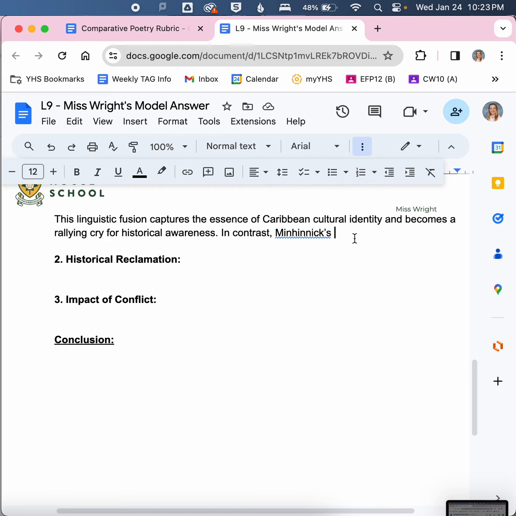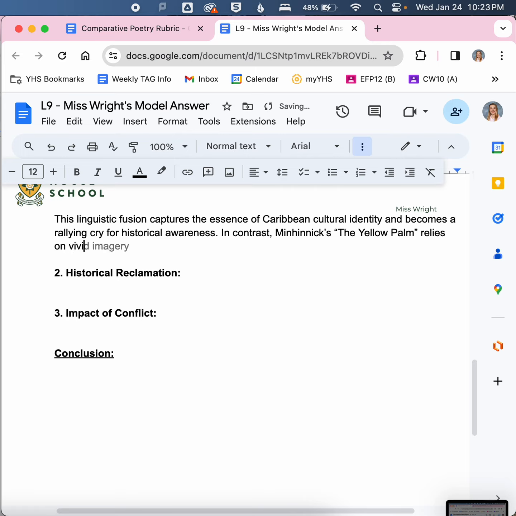So, oh wait, hang on. So what am I doing? Minhinnick. Oh yeah. So now I'm going to come back to the vivid imagery and the sensory details that I mentioned earlier on in the introduction.